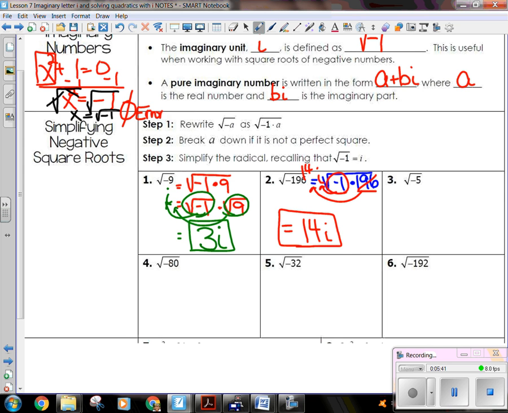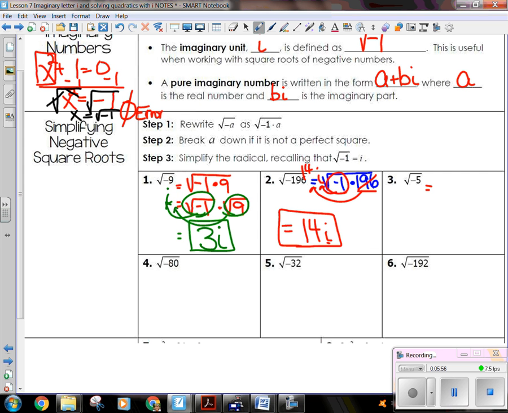So basically what we're doing is we're taking the square root of those perfect squares, we're pulling it out, and if it has a negative, we're thinking of that as -1. The square root of -1 produces the i.